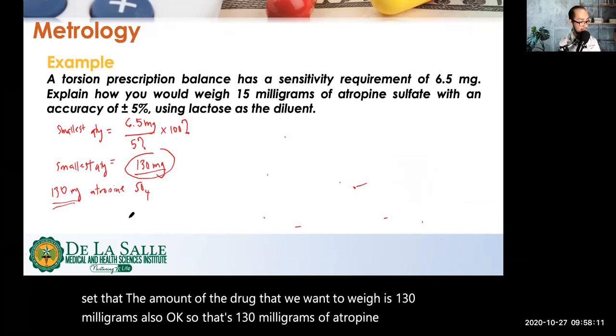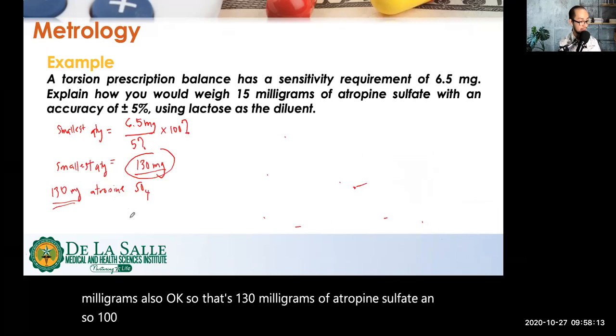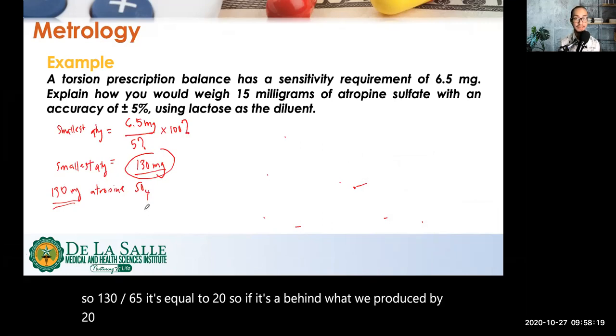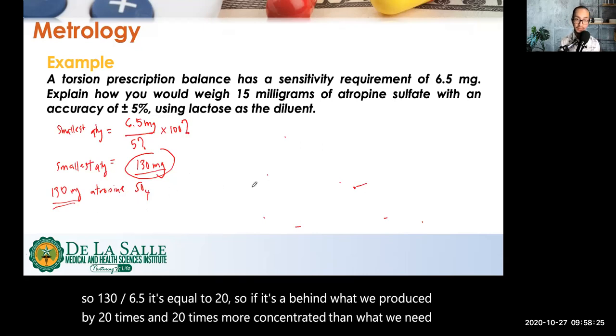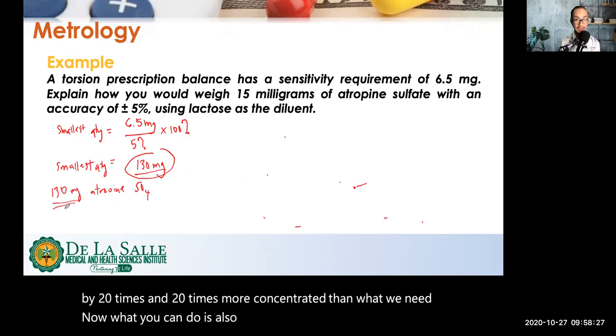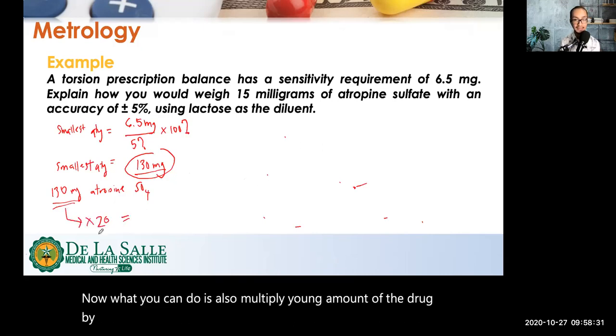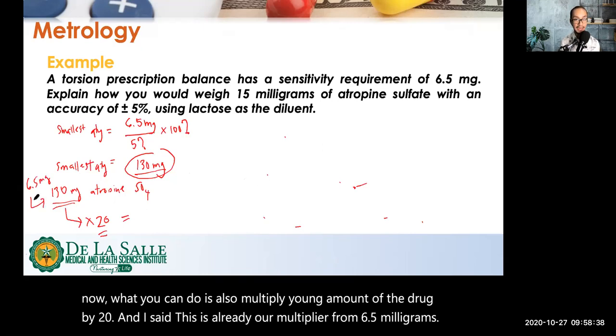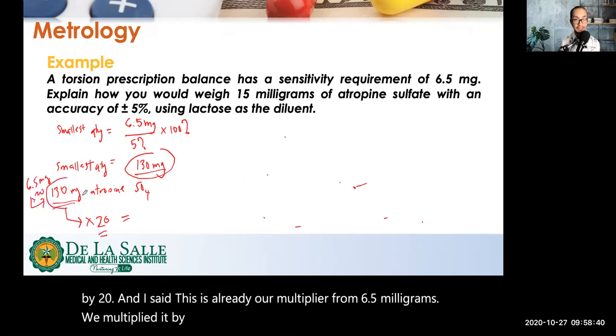And so 130 divided by 6.5 is equal to 20. So that means what we produced is 20 times more concentrated than what we need. Now, what you can do is also multiply the amount of the drug by 20, because this is already our multiplier from 6.5 milligrams. We multiplied it by 20 to get 130 milligrams.